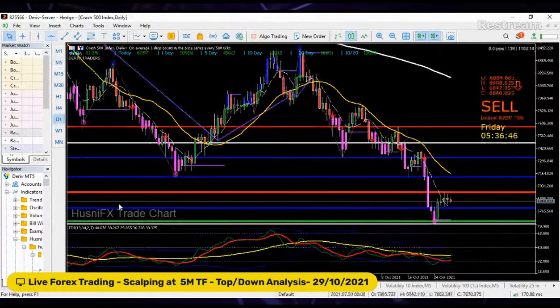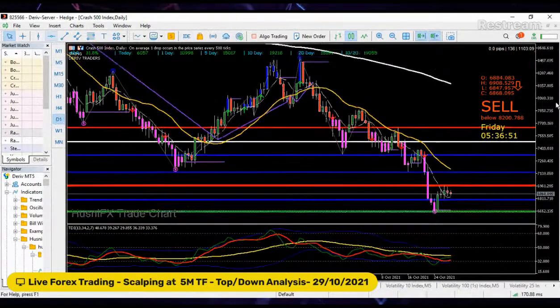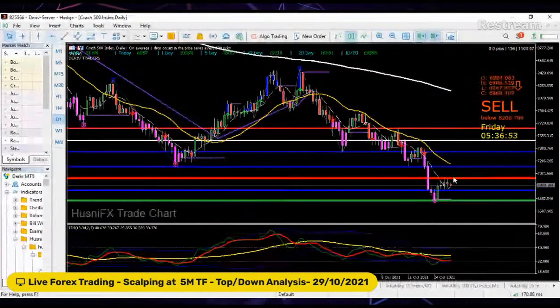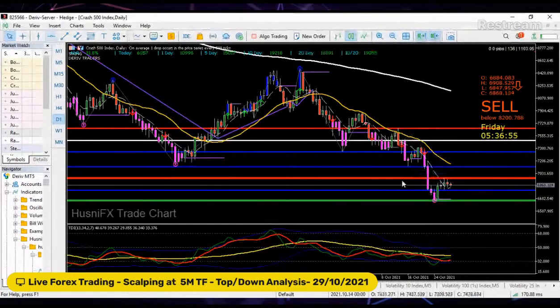So let us go to Crash 500 daily. We see that the market is at the low. You know that here is the high. Okay, let us go on H4.